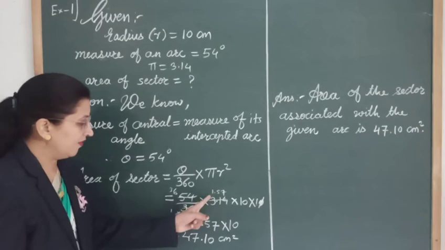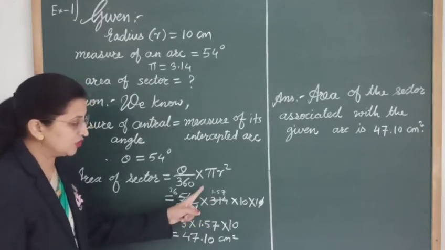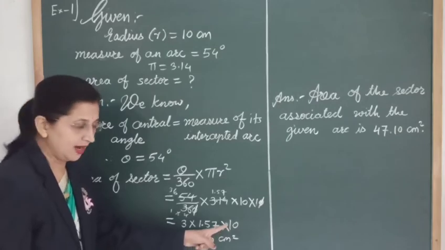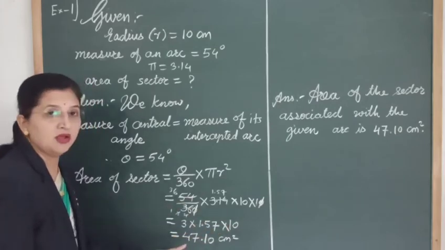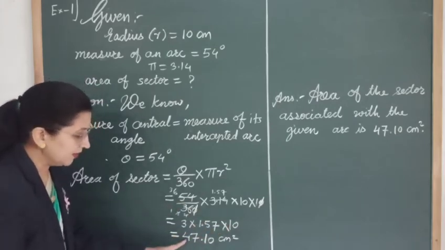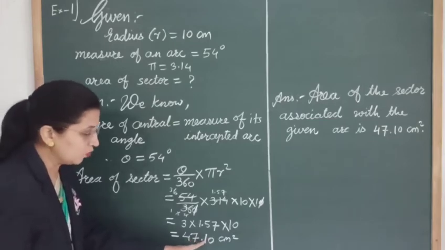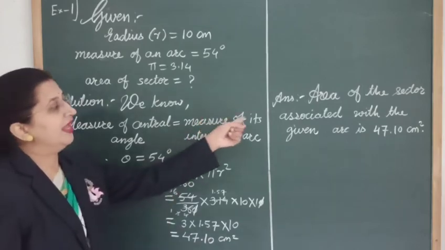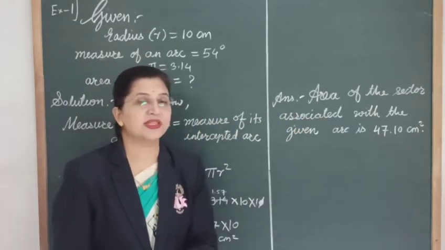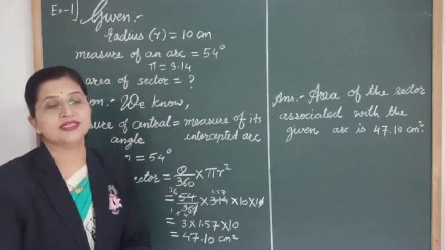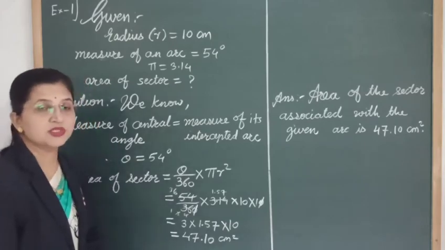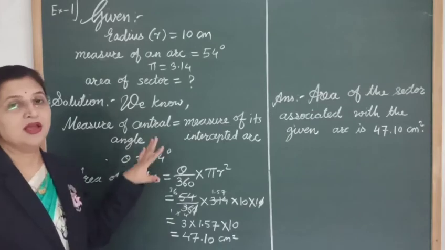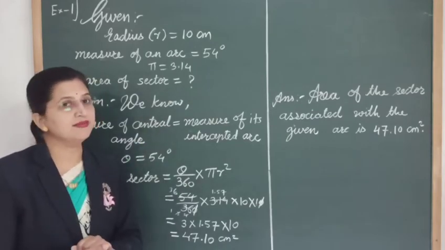So in this way we'll get 3 into 1.57 into 10, and by taking the product of these numbers we'll get the product, that is 47.10 square centimeter. Okay. So in this way the area of the sector associated with the given arc is 47.10 square centimeter. Okay. So in this way, by using the formula, we can find the area of a sector.